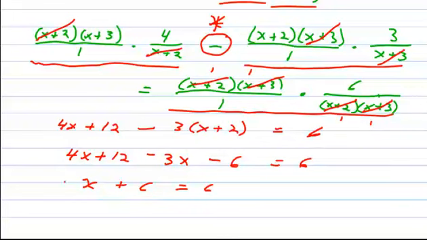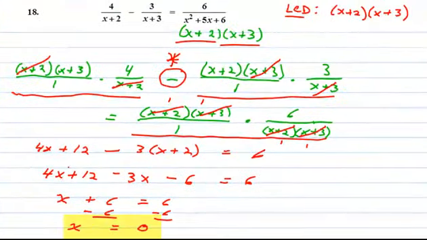Now we have to evaluate the type of equation we have. There is no x squared this time. In fact, this is a linear equation. So all we have to do is isolate the variable. And we're left with x on the left and just 0 on the right. X equals 0. Is that okay?